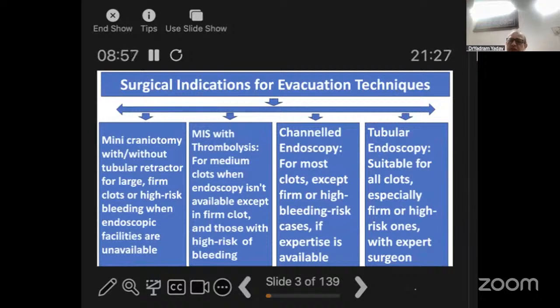endoscopic channel. On the other hand, tubular retractor surgery can be done by anyone, because with a simple instrument through the tube and with the endoscope, you can remove all the clot and achieve hemostasis. You can remove even the firm hematoma, and active bleeding can also be controlled. That is my opinion, but I want to say that I have no experience with thrombolysis.